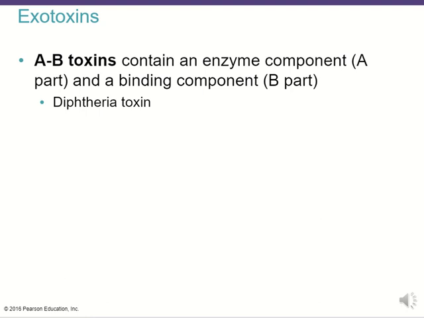Now, there are AB toxins that contain an enzyme component in the A part and a binding component in the B part, such as in the case of the diphtheria toxin.